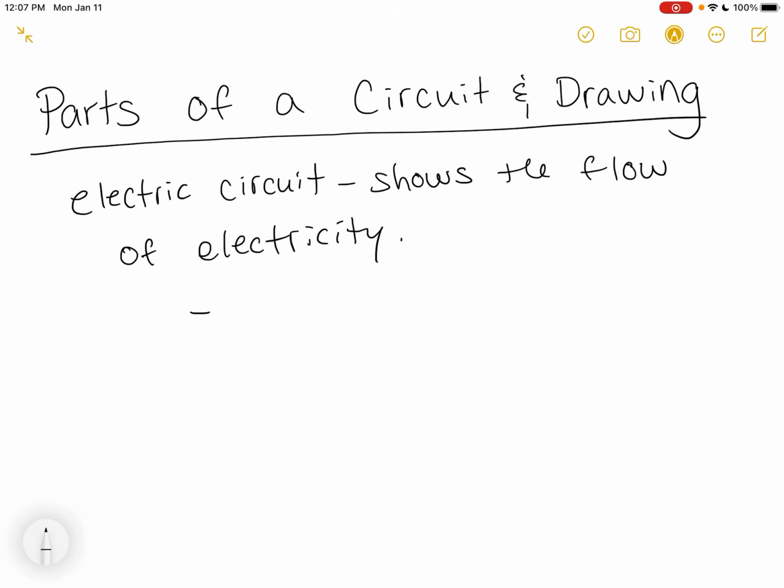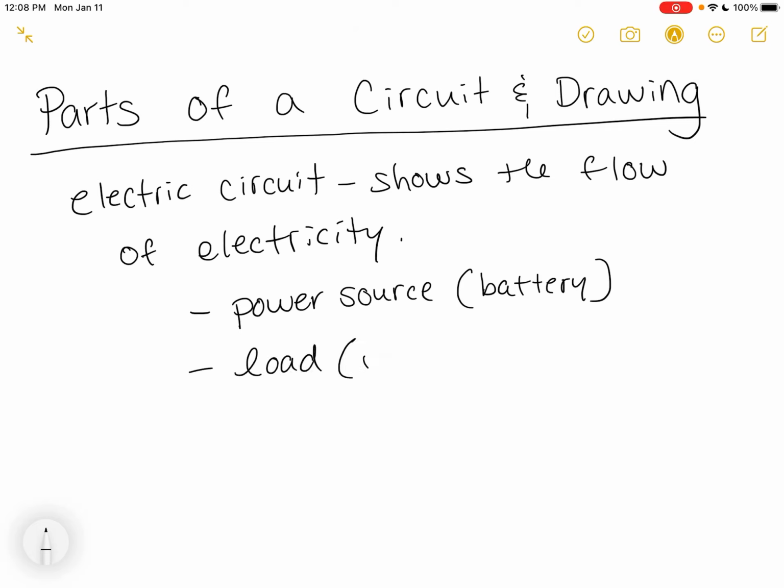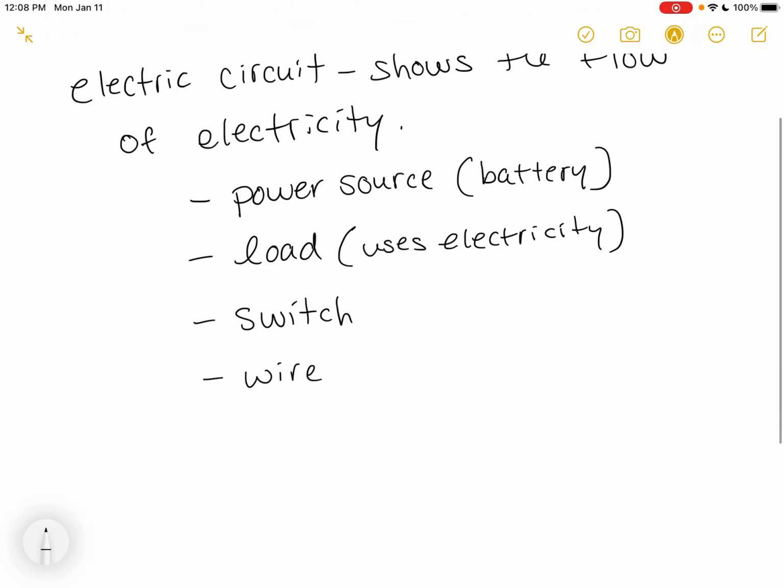So every electric circuit requires a power source. And this is usually a battery, but could be any other type of power source. Every circuit is going to require a load of some kind. So this is something that uses electricity. Most electric circuits are going to require a switch. And so this is so that you can turn the electricity on and off. And then we also need wire to connect the different parts of the electric circuit to each other. Okay.